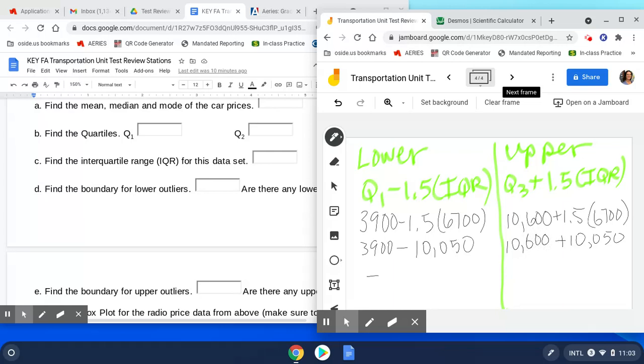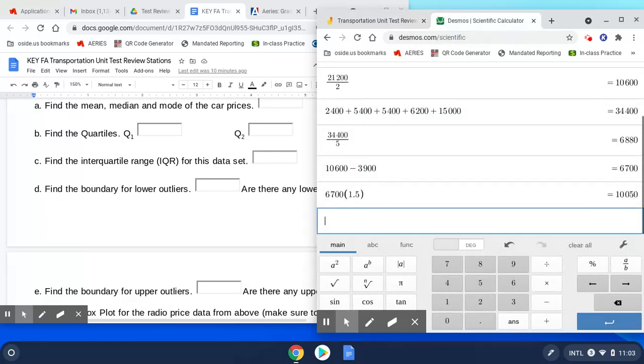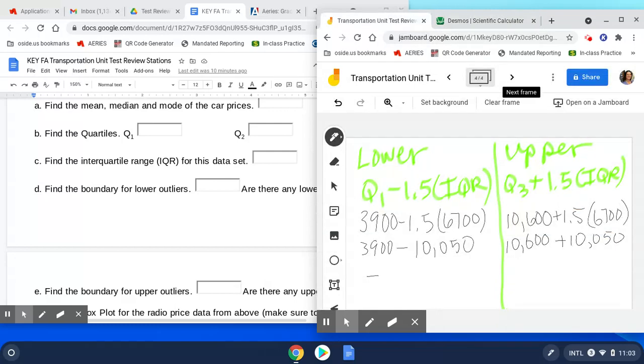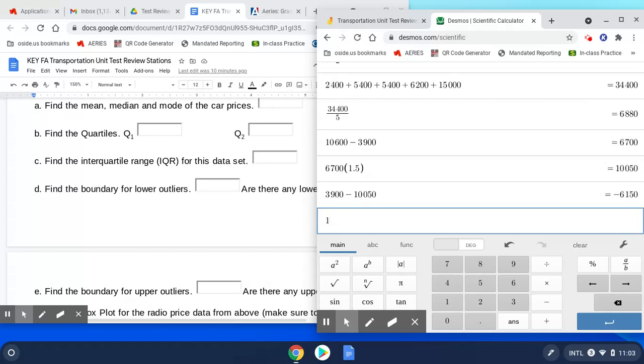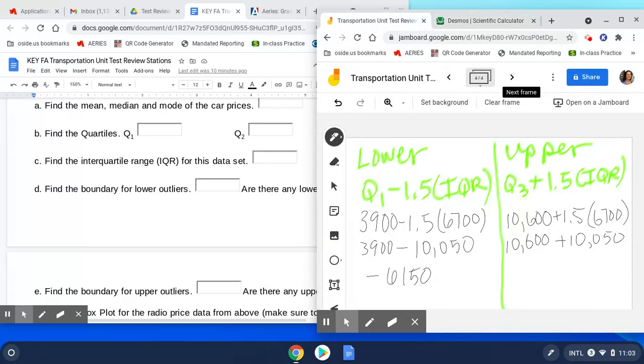Okay, so 3,900 minus 10,050 gives me negative 6,150. And 10,600 plus 10,050 gives me 20,650.